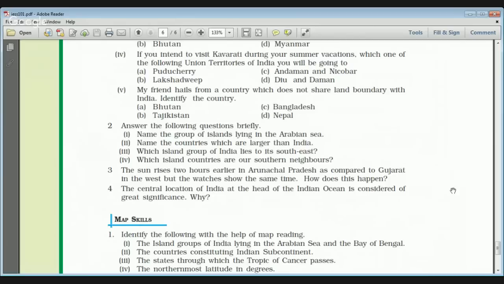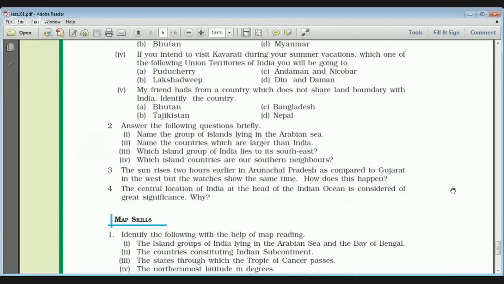Then name the countries which are larger than India. There are 6 countries which are larger than India. First, the largest country in terms of area in the world is Russia. Second largest is Canada. Third largest is USA. Fourth largest is China. Fifth largest is Brazil. Sixth largest is Argentina, and seventh largest is India.